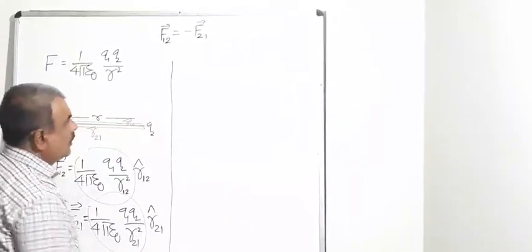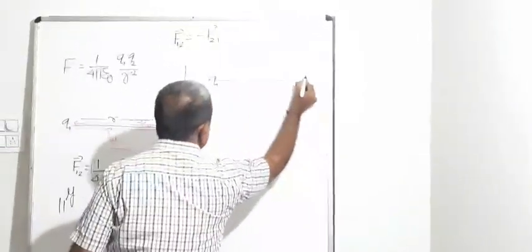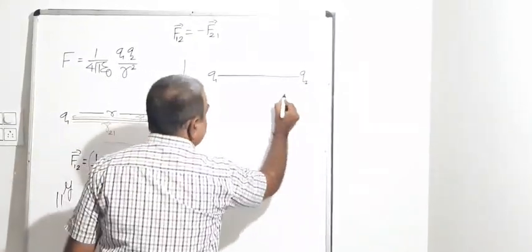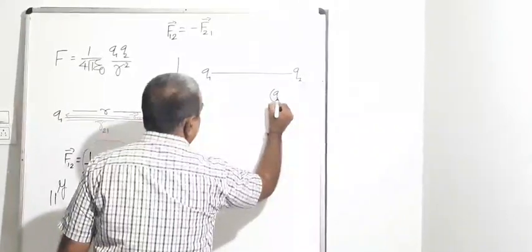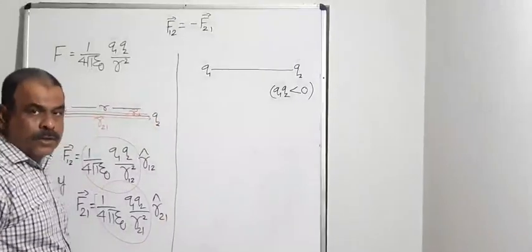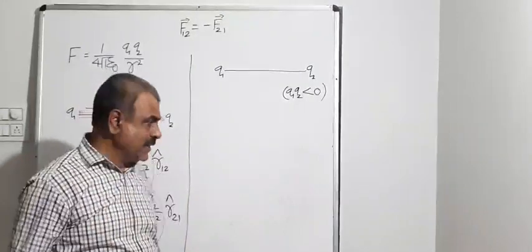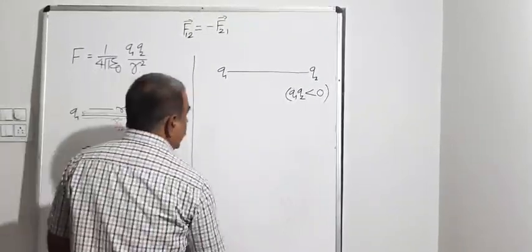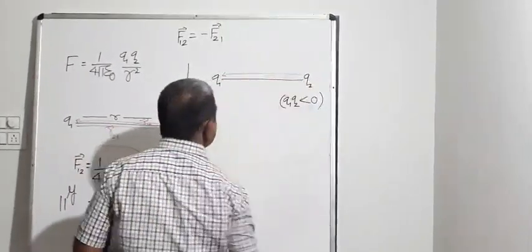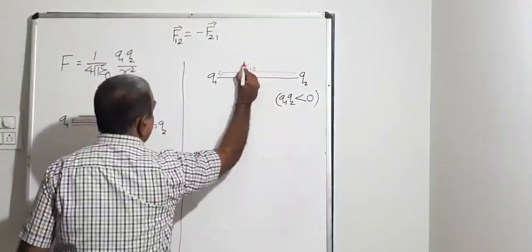Again, consider two charges Q1 and Q2. One condition I am taking: Q1 into Q2 less than 0. Q1 into Q2 less than 0 means both charges are opposite. One should be positive and the second should be negative. Now see this. This represents the position vector of charge 1 by charge 2.